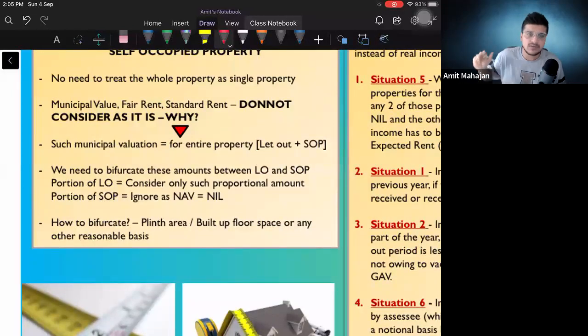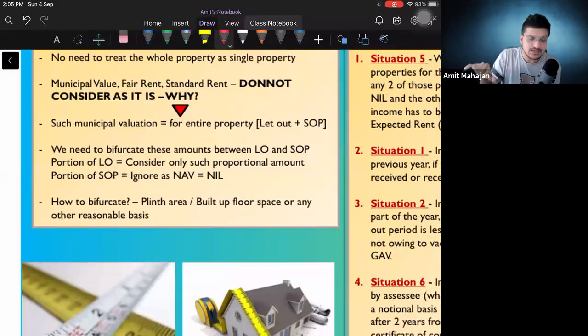Why? Because such municipal valuation is for the entire property, let out as well as self-occupied. Even though we are not using the value given for the self-occupied property, it is still there, no? Because 50% of it belongs to that. Perfect. So we need to bifurcate these amounts between let out property and self-occupied property. For the portion of let out property, consider only such proportional amount, 50% or 40% or 30%, as the case may be, and for the portion of self-occupied property ignore it, because the NAV is going to be 0.